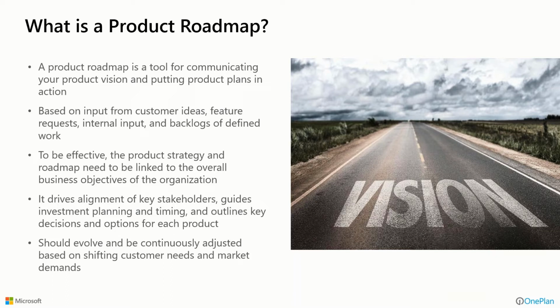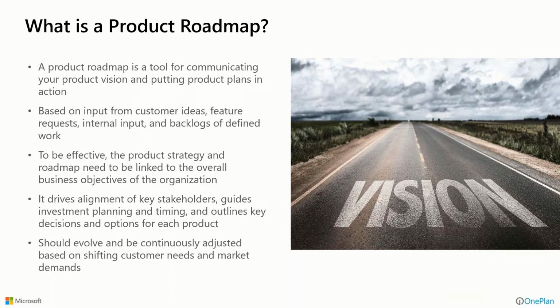Now, you don't do this in a vacuum. To be effective, the product strategy and roadmap need to be linked to the overall business objectives of the organization. We're going to talk about how these things align, and they're all interrelated, and you've got to factor all of that in if you're going to have an effective roadmap that you can deliver on, that's actually going to deliver value, not only for your customers, but also for the organization.